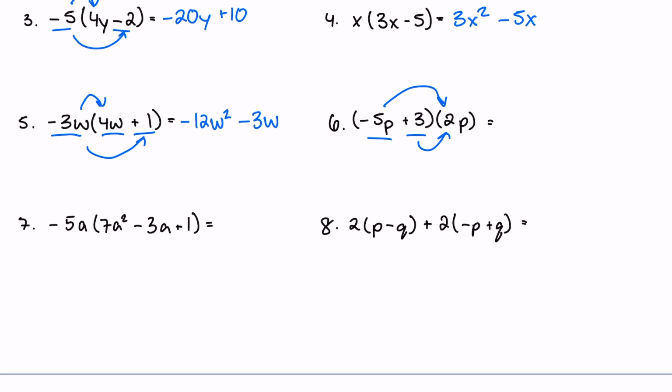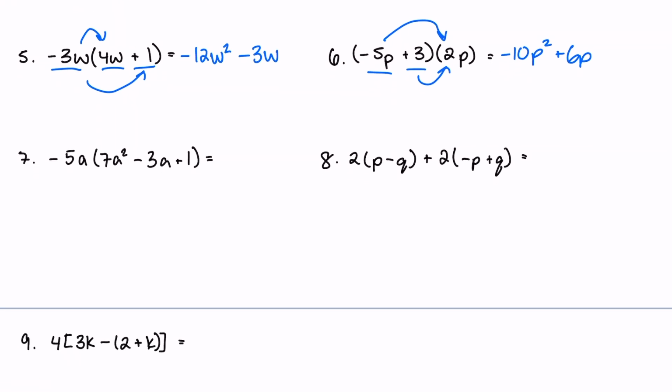So negative 5p times 2p is going to be negative 5 times 2, which is negative 10, and p times p makes p squared. And then positive 3 times 2p is just going to be positive 3 times positive 2, so positive 6, and then p. So our answer is negative 10p squared plus 6p.